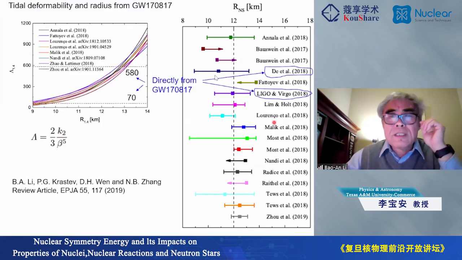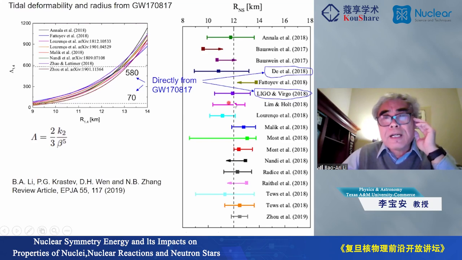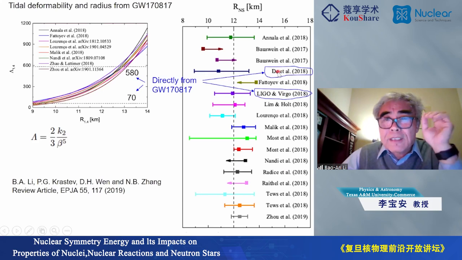Now, the data has been analyzed by many groups. By 2019, there were already like 20 different analyses. These two are two independent analyses of the original data from the LIGO collaboration.